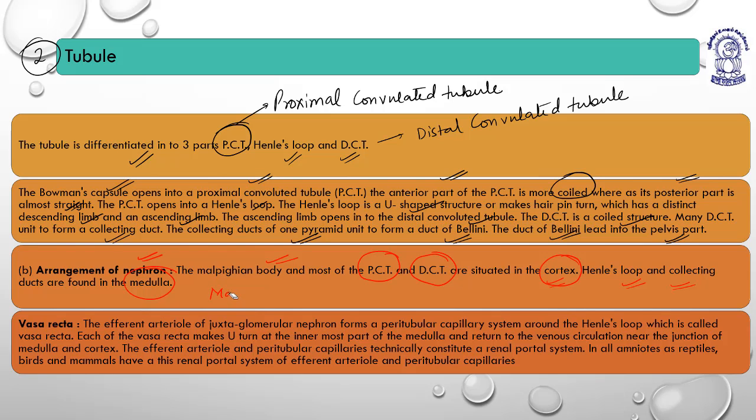So Malpighian body plus PCT plus DCT are found in the cortical region.